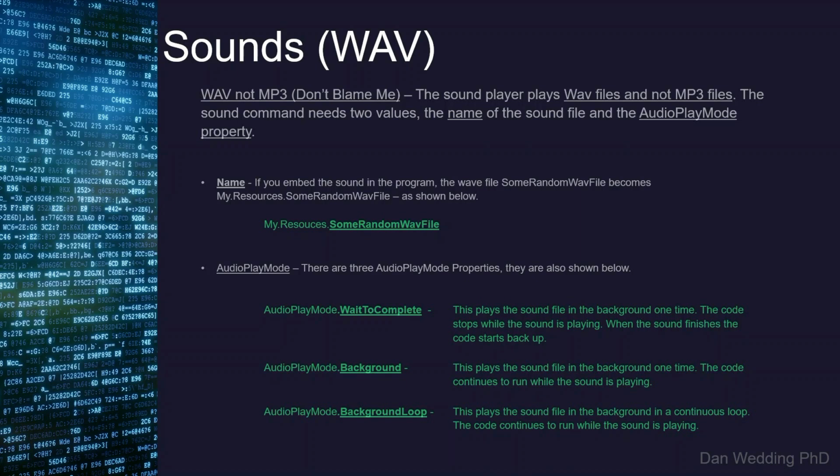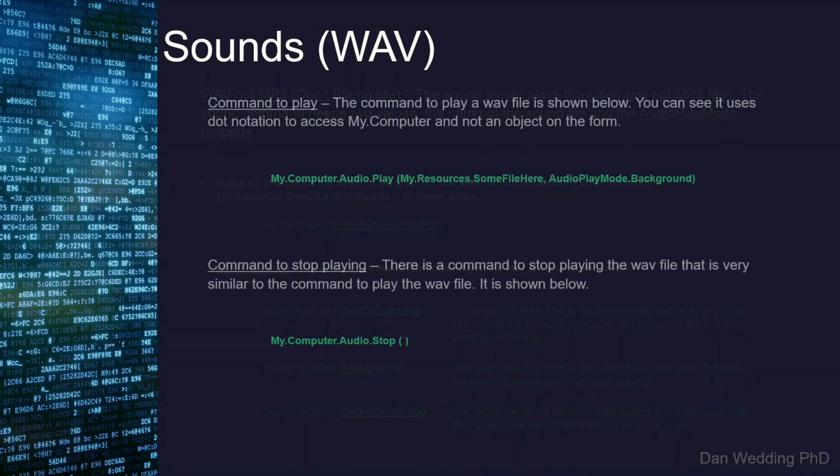There are three audio play mode properties. They are also shown below: wait to complete, background, and background loop. The command to play a WAV file is shown below. You can see it uses dot notation to access my.computer and not an object on the form. There is a command to stop playing the WAV file that is very similar to the command to play the WAV file. It is shown below.